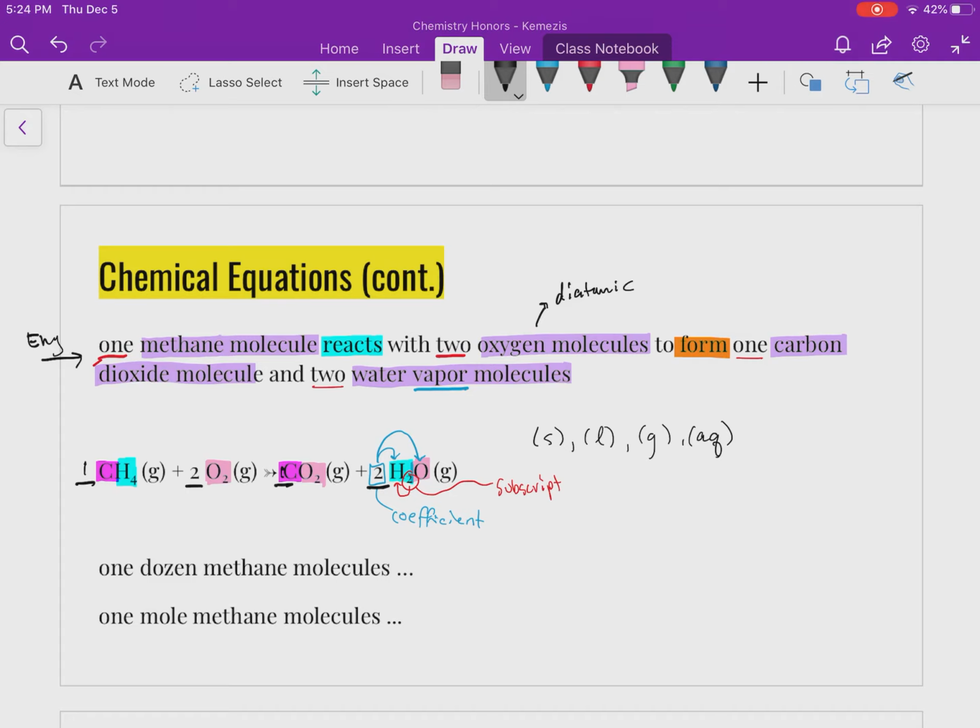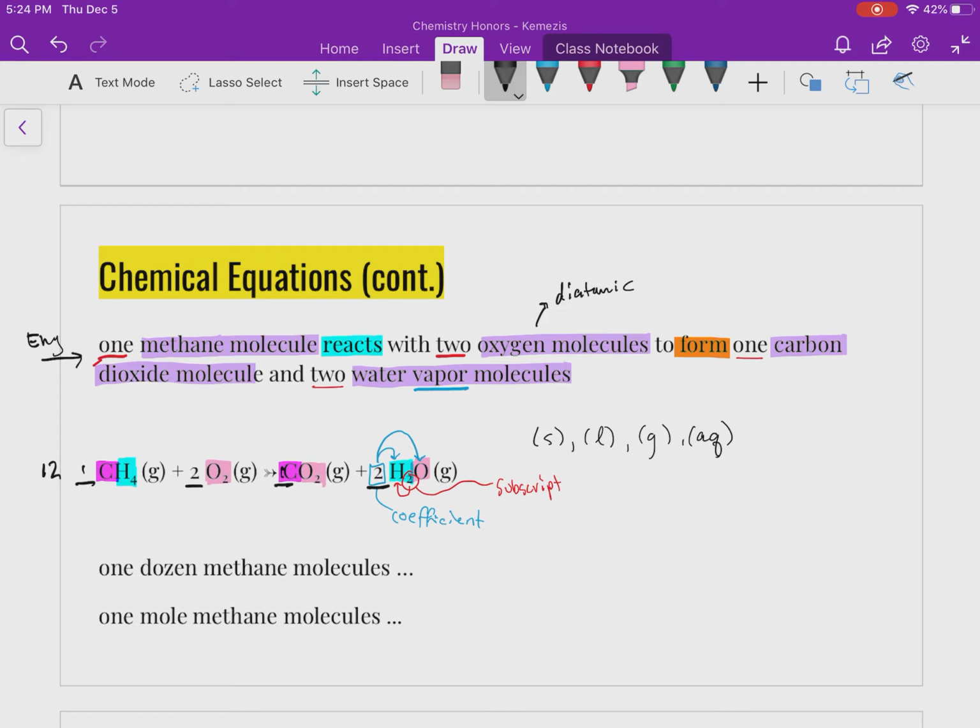So if I had 1 dozen methane molecules, right, we come over here and I put a dozen in front of here, I would have to multiply the entire recipe, right? What could I make with a dozen methane molecules? Well, I could make a dozen carbon dioxide molecules and 2 dozen water molecules, as long as we have 2 dozen oxygen molecules, right? It is necessary and needed to have that oxygen.